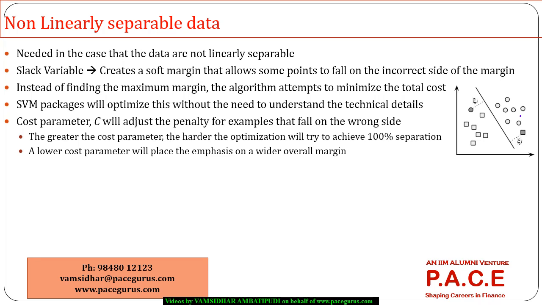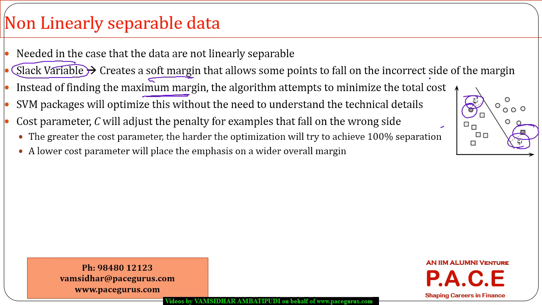But if my data is not linearly separable, then one alternative is you introduce a slack variable. So slack variable is nothing but an error variable. It is creating a soft margin so that some points are falling on the other side of the margin. So here I see a circle which is falling on the other side. Here I see a square that is falling on the other side of the margin. So here I am not looking at the maximum margin.